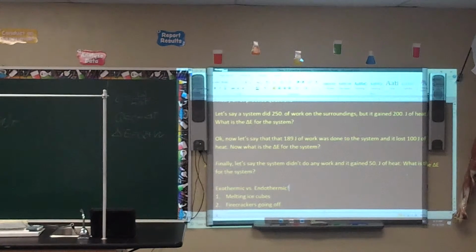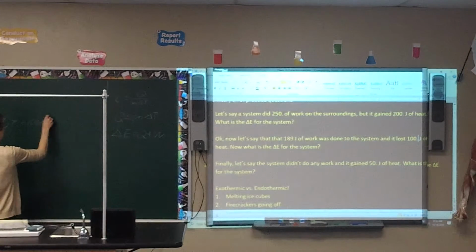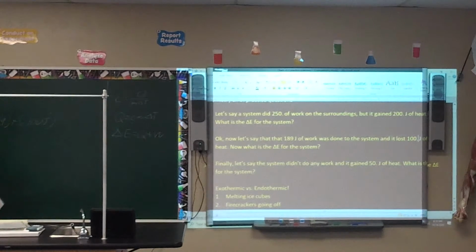Whoops, I left off my decimal point. That's a bummer. I'm going to add that in really quick. So it lost 100. joules of heat. If it lost 100 joules of heat, is that positive or negative? Negative. So 189 plus negative 100 is 89. So it's a positive value.